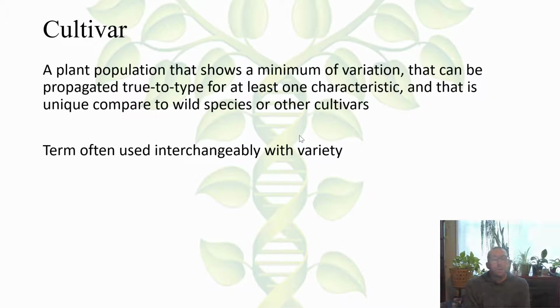So a cultivar is a plant population that shows a minimum of variation and that can be propagated true to type for at least one characteristic and is unique compared to wild species or other cultivars, right? So generally, at least for one characteristic, typically more, our cultivars are going to breed true to type. So if we breed these together, the offspring are going to have the exact same traits, right? And what this means, if we're thinking about genetics, is that they are going to be very homozygous for that trait, right? Whatever that trait is, or whether they're multiple traits, they're going to have the same allele. So if we cross them together, the offspring are going to have the same alleles.